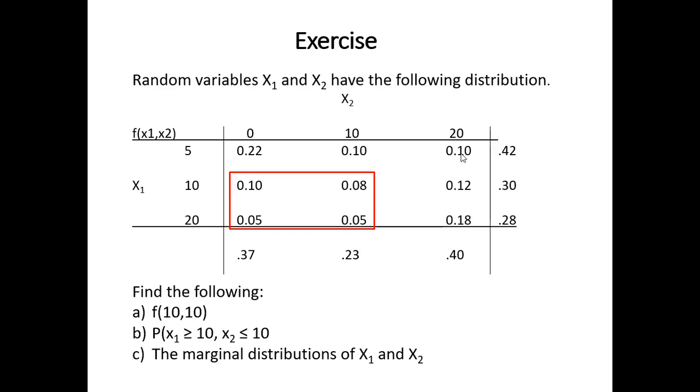And similarly, we could get the marginal distribution of x2. These would be the column sums that you would get down here. And you can see these marginal distributions also satisfy the conditions for a probability distribution. The values are all 0 or positive, and they add up to 1.